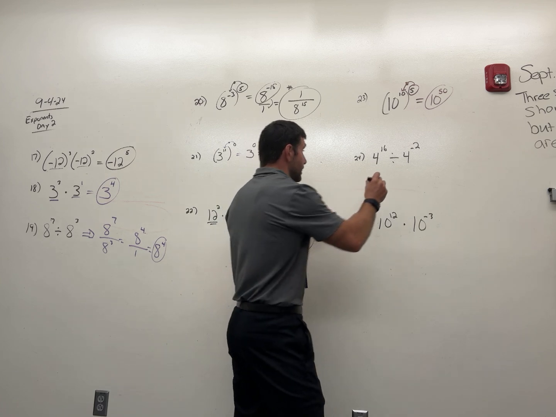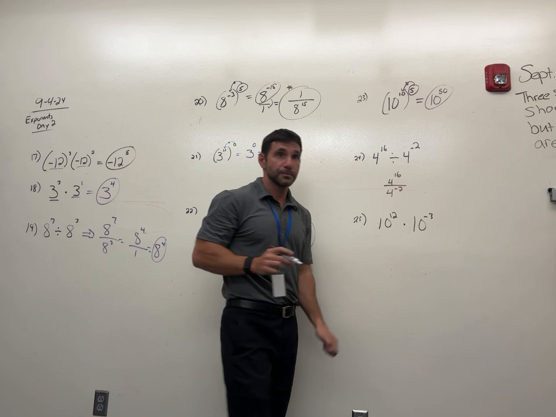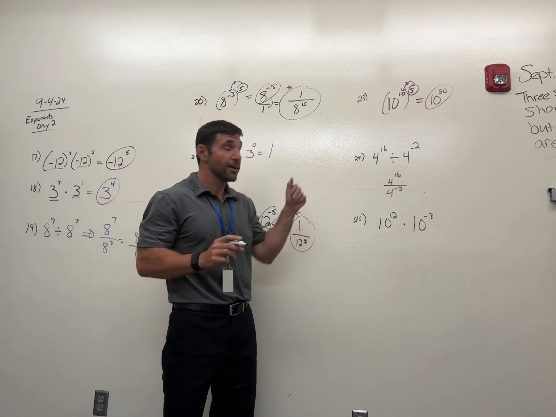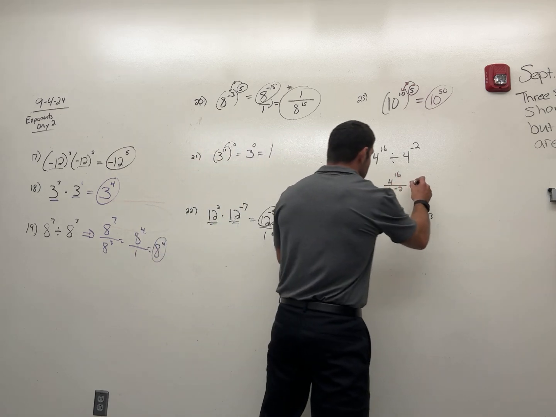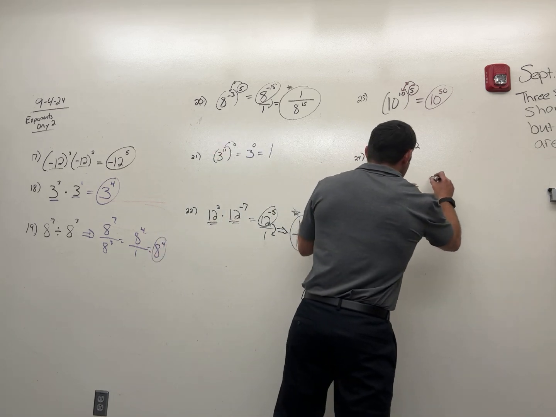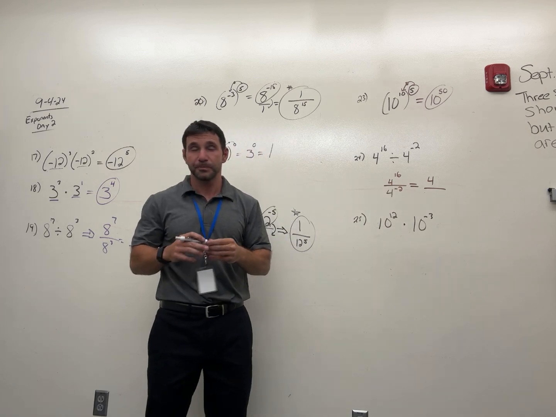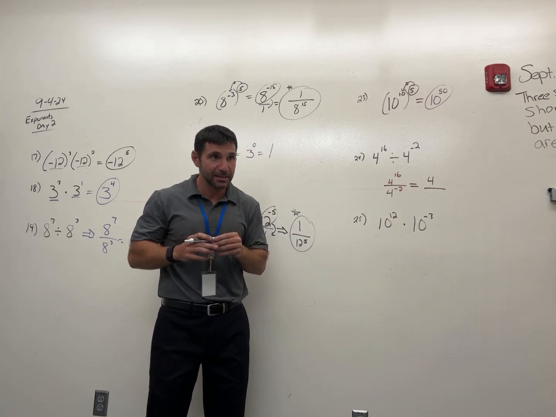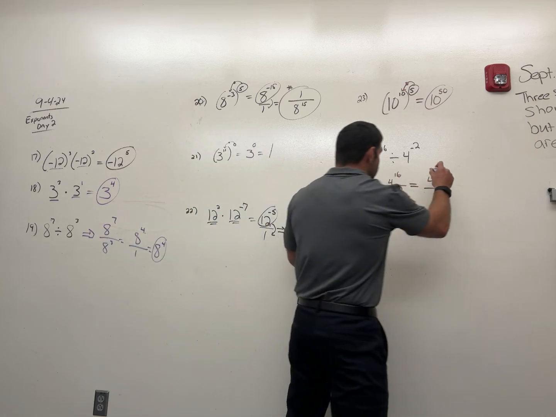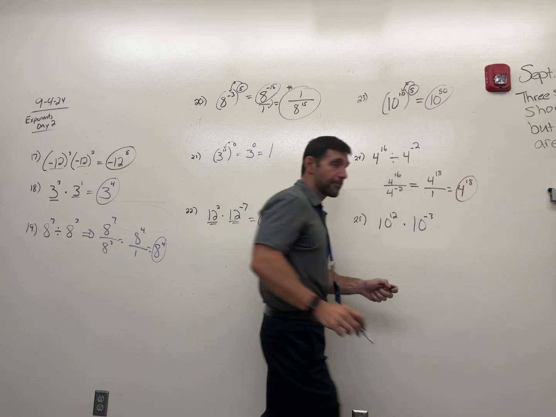This one I rewrite. 4 to the 16th divided by 4 to the negative 2. The quotient rule says we subtract. You don't have to do anything. You can subtract right now. Where's the bigger 4? In the numerator or denominator? Get your calculator. 16 minus a negative 2. What is 16 minus a negative 2? 18. Oh, so it's 4 to the 18th divided by 1, which is 4 to the 18th.